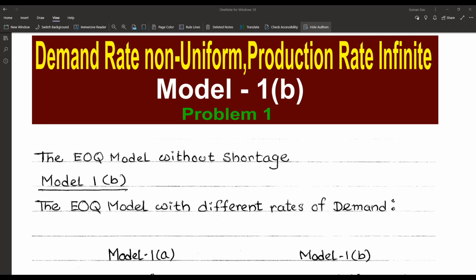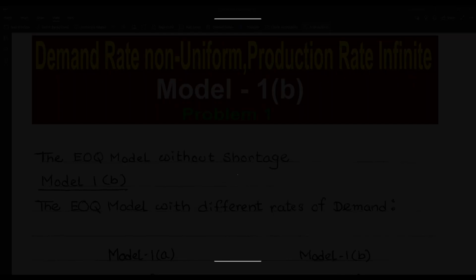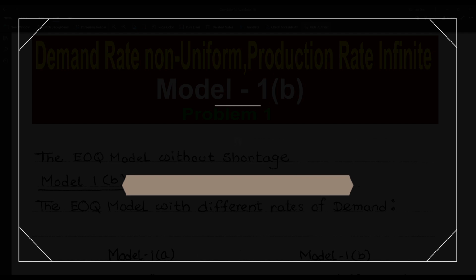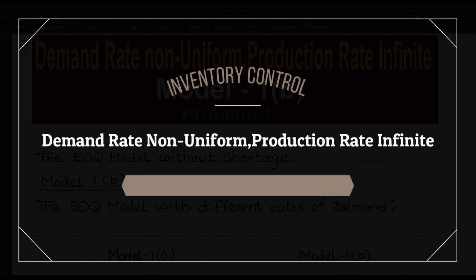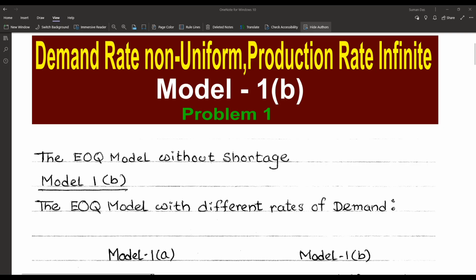Hello friends, today we will discuss a problem on model 1B of the deterministic type inventory control model, which defines that the demand rate is non-uniform but the production rate is infinite. Once again, the demand rate is non-uniform and the production rate is infinite.